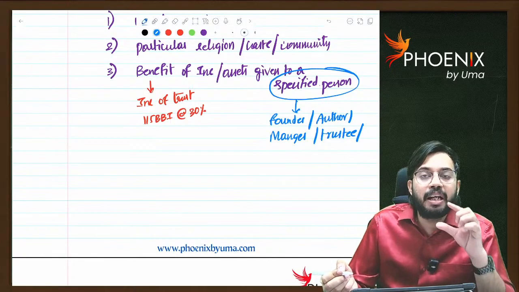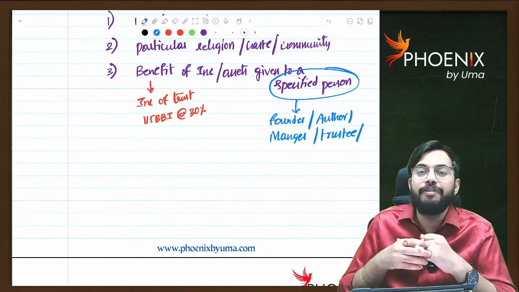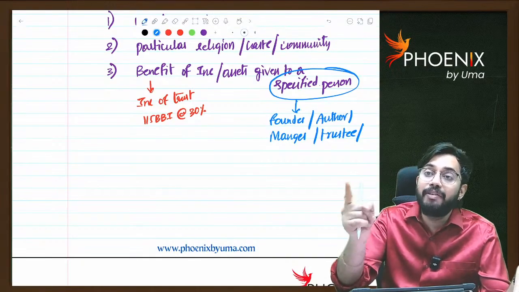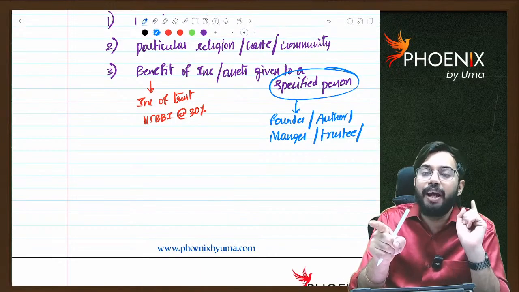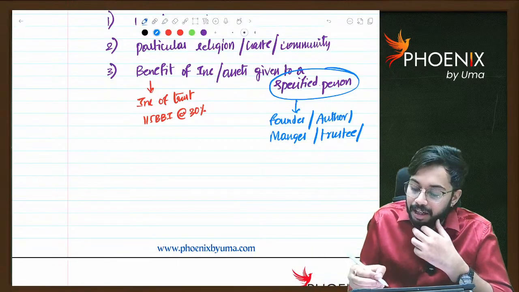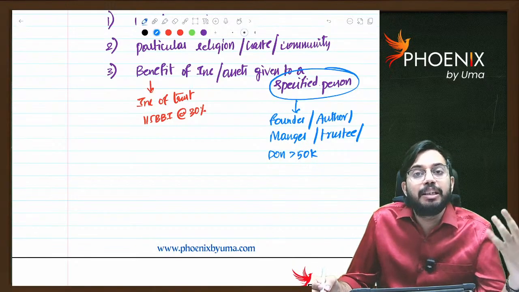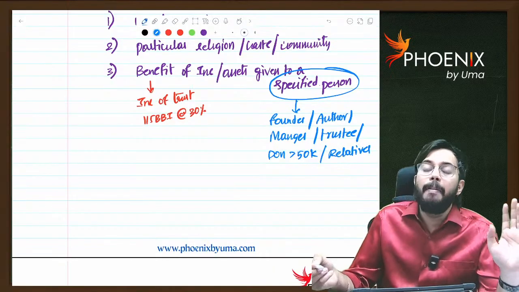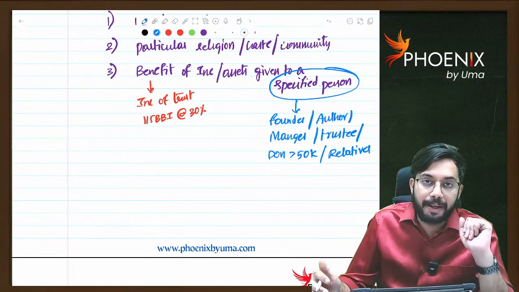Similarly, if any person gives a donation of more than 50,000 rupees, why will he give more than 50,000 donation? He might have some specified interest. So for those who have given a donation of more than 50,000 rupees, if the trust provides any benefit, that benefit will be treated as income of the trust. So those who have given donations of more than 50,000 will also be treated as specified persons, and their relatives. The relatives of the founder, author, manager and trustee will also be treated as specified persons.